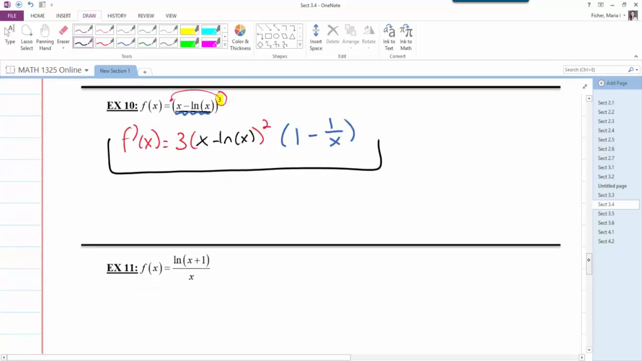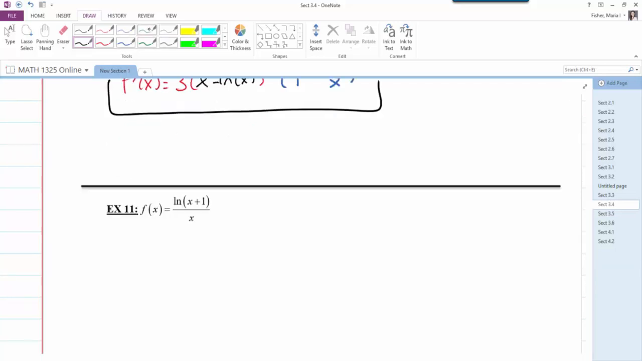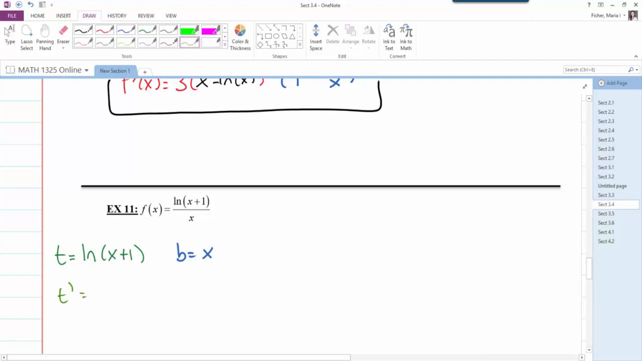We have the natural log of x plus 1 over x. Now for this one, we're going to have to use our quotient rule. The numerator, or the top, is equal to the natural log of x plus 1. And the bottom is going to equal x. So the derivative of the top, t prime, is going to be, well, the derivative of the natural log of x plus 1 is the derivative of x plus 1, which is 1 over x plus 1. The derivative of the bottom, so the derivative of x, is equal to 1.